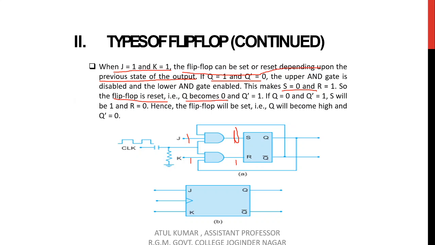So Q becomes 0 and Q bar becomes 1, and if Q is equal to 0 and Q bar is equal to 1, then S will be 1 and R is equal to 0. In this case the flip-flop is in the set state, that is, Q becomes high and Q bar becomes low. So when J is equal to 1 and K is equal to 1, then the flip-flop can be reset or set depending upon the previous state of the output.